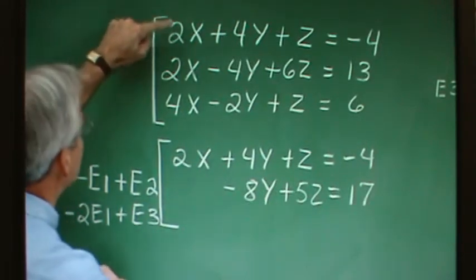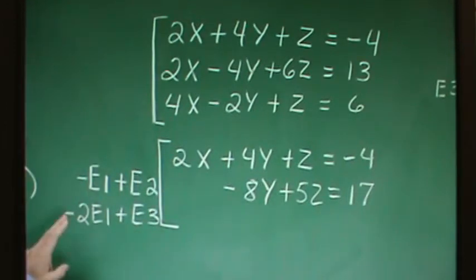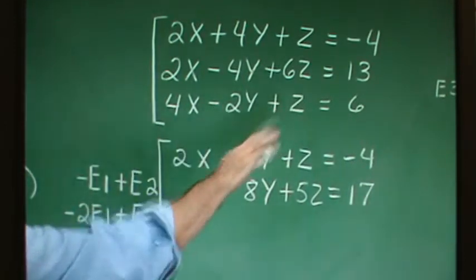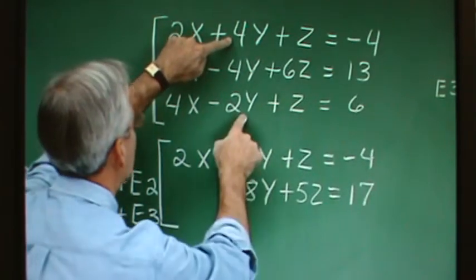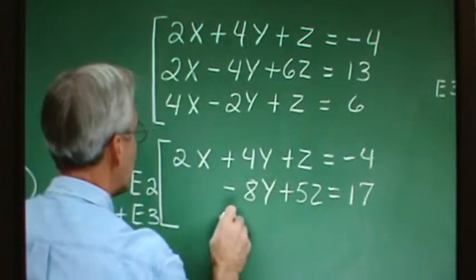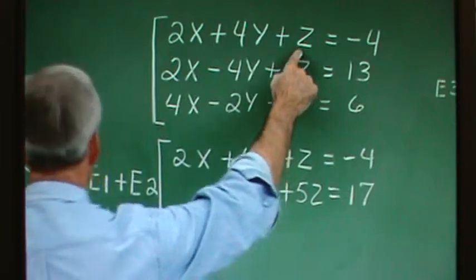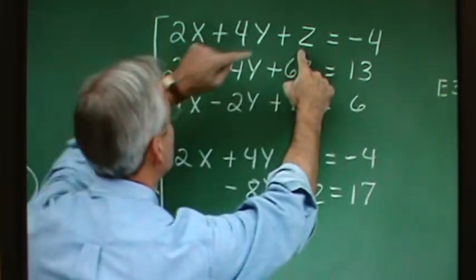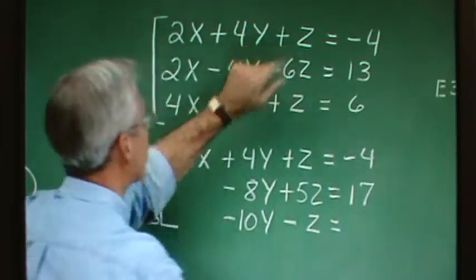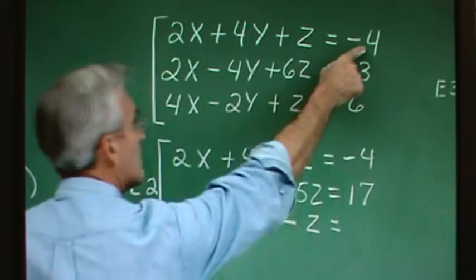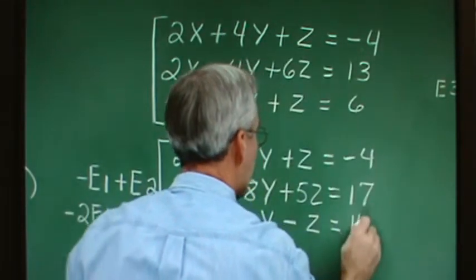-2 times this is -4x plus 4x, 0x as expected. The vacancy occurs. All right, now all the action goes in this direction. -2 times 4y is -8y, with -2y is -10y. -2 times z is -2z, plus z is -1z. -2 times the -4 is 8. 8 plus 6 is 14.